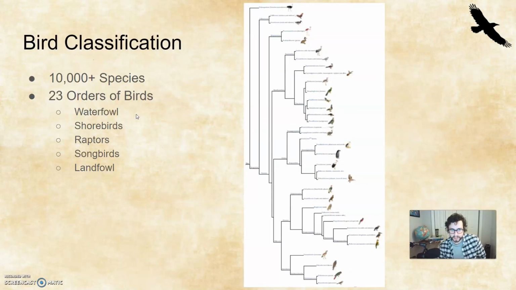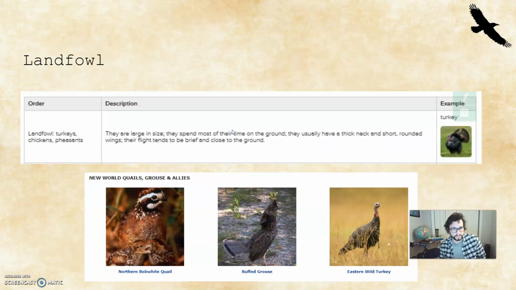So what kind of birds do we have? Well, there are 10,000 different species, and there's a lot that goes into this. There are 23 different orders of birds, and we can focus on a few that you're familiar with. Land fowl includes a lot of game birds. These guys strut around a lot and are often really good hunting and good food.